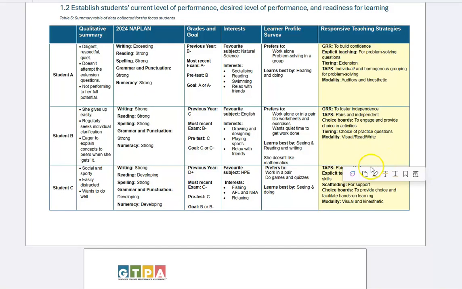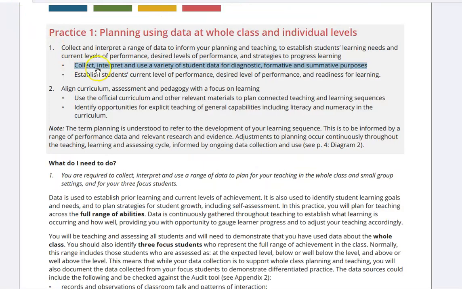So it really bridges extremely well the data choices. So has this person achieved, collected and interpreted a range of data? Yes, they have. Have they established the current level of performance? Yes, they have, with a pre-test. And are they ready for learning?